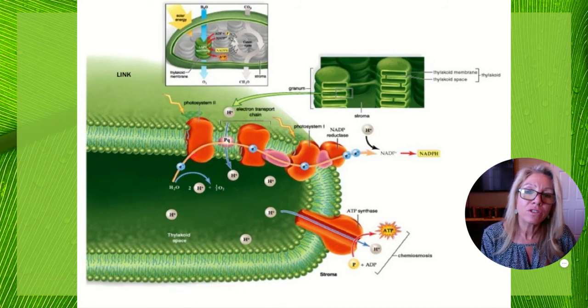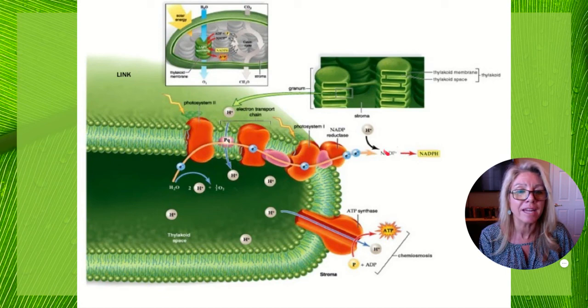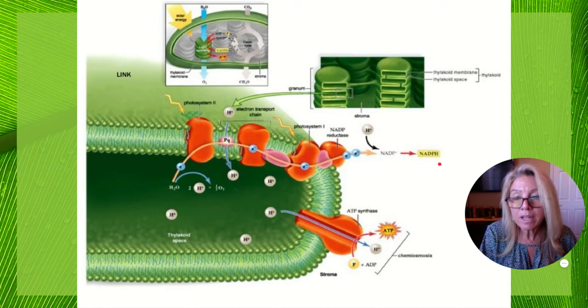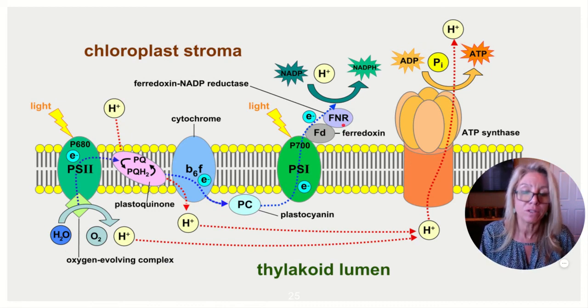Okay, so the electrons that went through photosystem 2 now go through photosystem 1. They get excited again, but this time you use that high energy to reduce NADP. So here is another picture of that. So you can see it one more time. Photosystem 2 and photosystem 1.